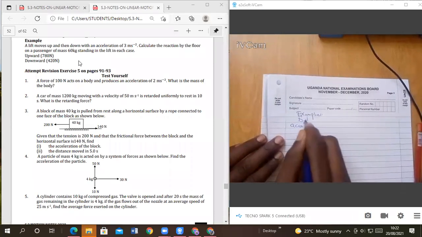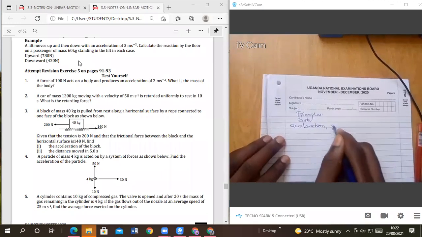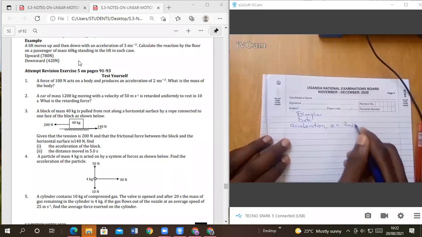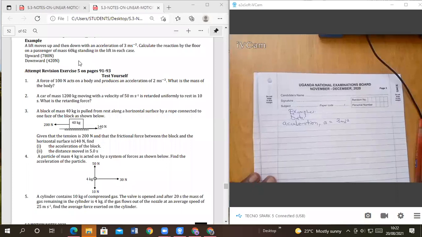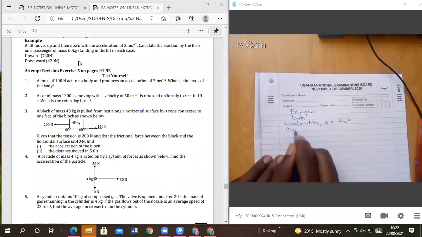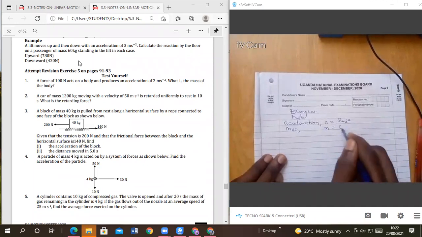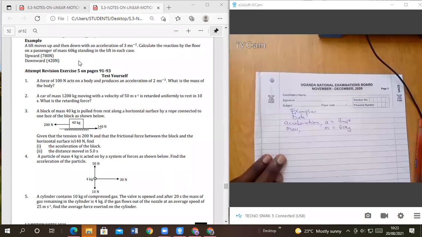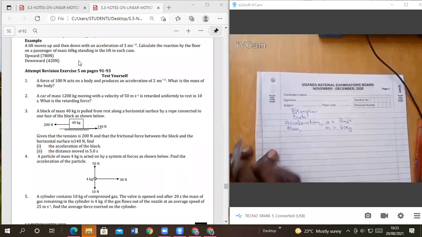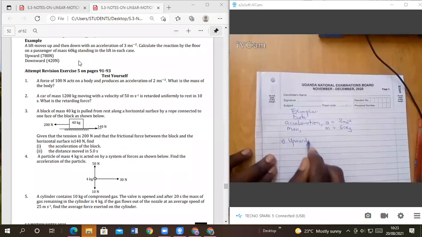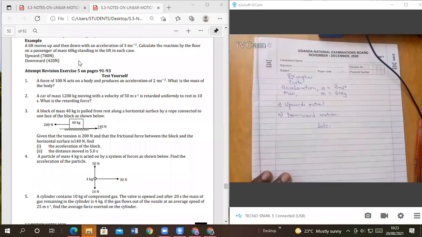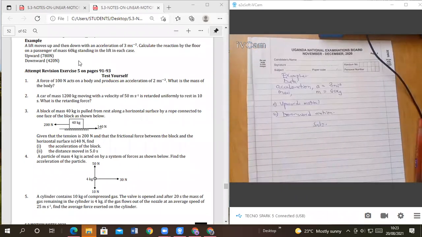So let's be collecting our data, okay? Acceleration was given to be 3 meters per second squared. That's acceleration, right? What do they want us to do? They're saying calculate the reaction by the floor on the passenger of mass 60 kilograms standing in the lift in the two cases. One, when the lift is in upward motion. Two, downward motion. Are you together?